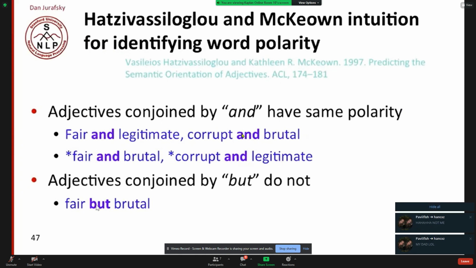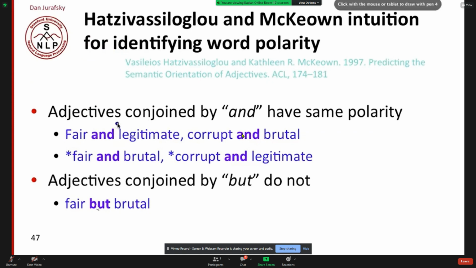One of the earliest ways of inducing this kind of sentiment lexicon was proposed in 1997 by Hatzivassiloglou and McKeown, and I'm going to show you this because although the paper is old, this intuition is included in almost all modern ways of doing this semi-supervised learning of getting a lexicon.